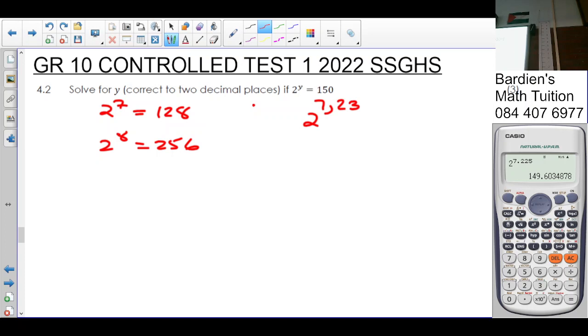Okay. So that is 2 to the 7, and that's going to be 2 to the 8. So therefore y is equal to 7 comma 2 3. That's my trial and error.